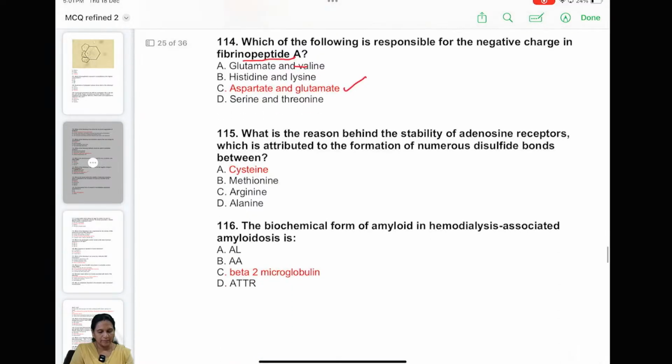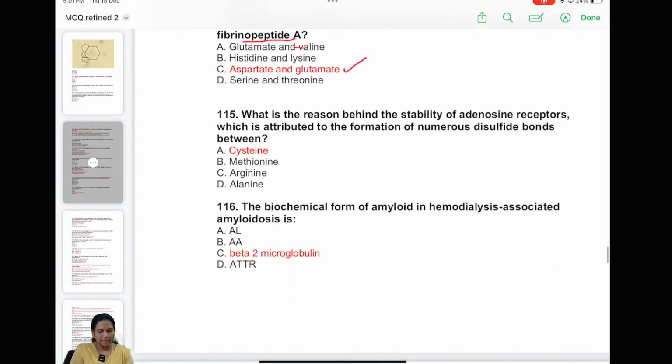What is the reason behind the stability of adenosine receptors, which is attributed to the numerous disulfide bonds? Disulfide means you would select a sulfur-containing amino acid. Cysteine is there, methionine is there, but for adenosine receptors it is attributed to cysteine. The stability of the adenosine receptor is mainly by cysteine.